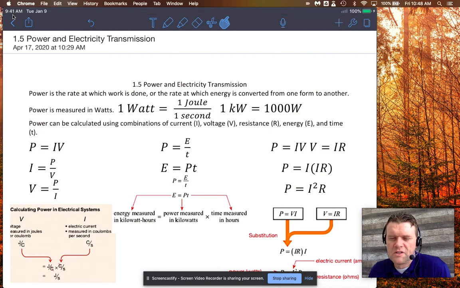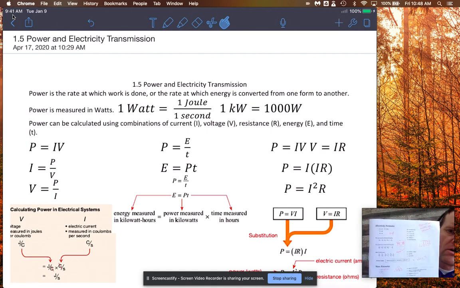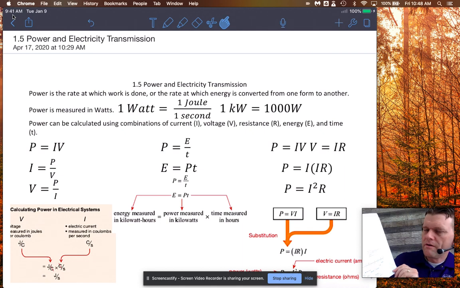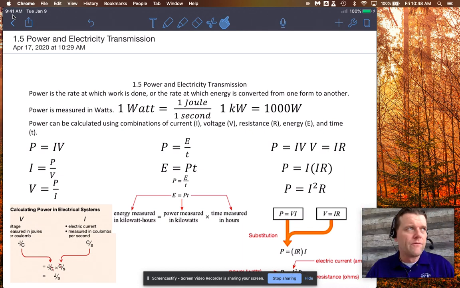Hello, Science 30s. I'm going to go through these notes on power and electricity transmission, and I'll try and do it as efficiently as I can. There's quite a number of formulas that you need to be comfortable with, but they're all in your Science 30 data booklets on page 3. Some of them I just embedded in the notes anyway, but I'll show you a few of those as we go.